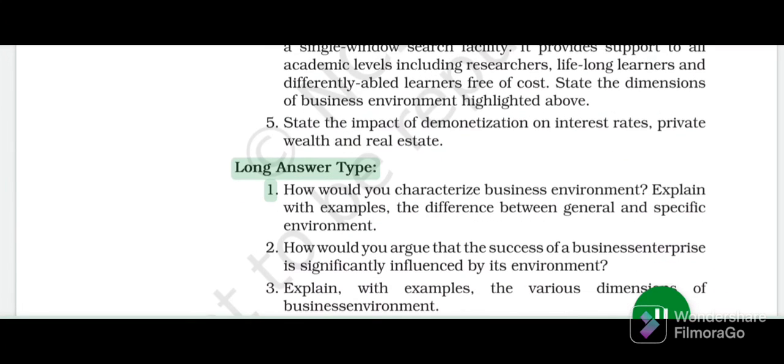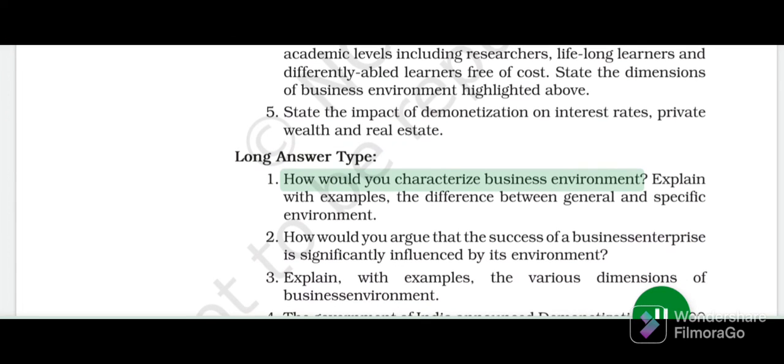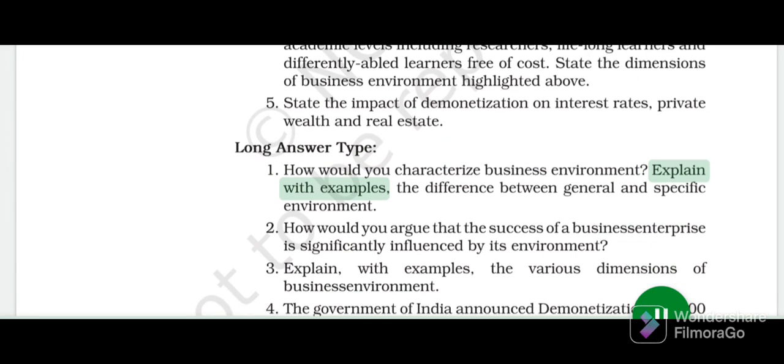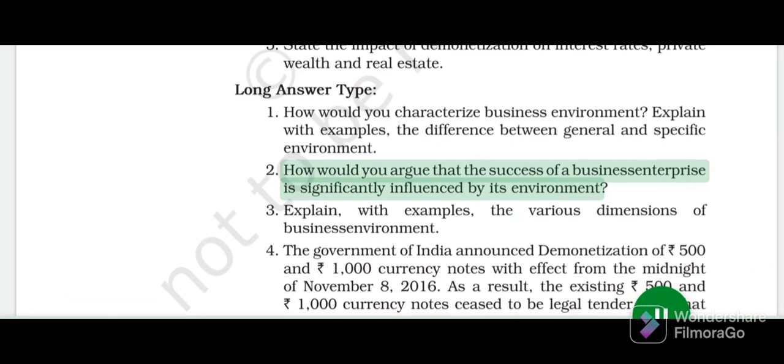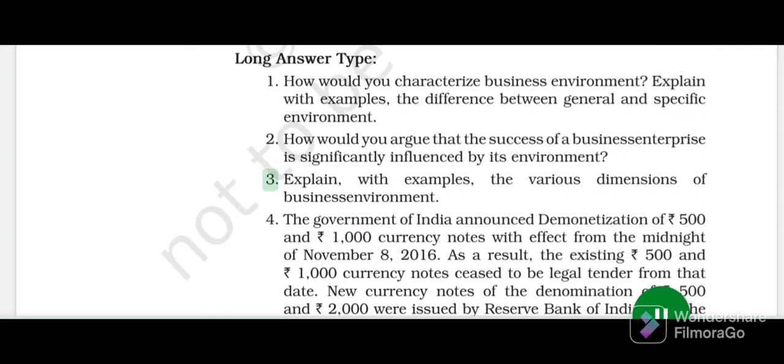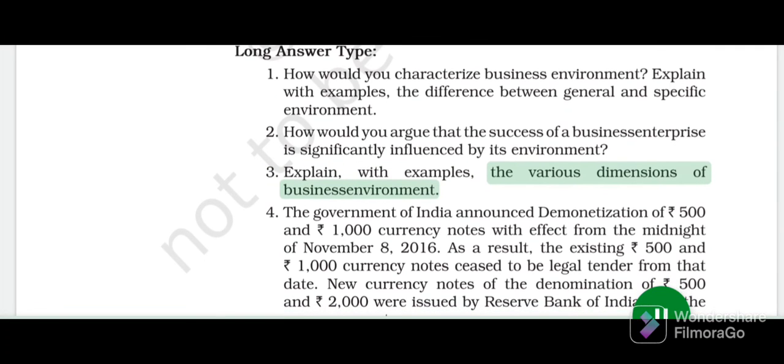Long answer type. 1. How would you characterize business environment? Explain with examples the difference between general and specific environment. 2. How would you argue that the success of a business enterprise is significantly influenced by its environment? 3. Explain, with examples, the various dimensions of business environment.